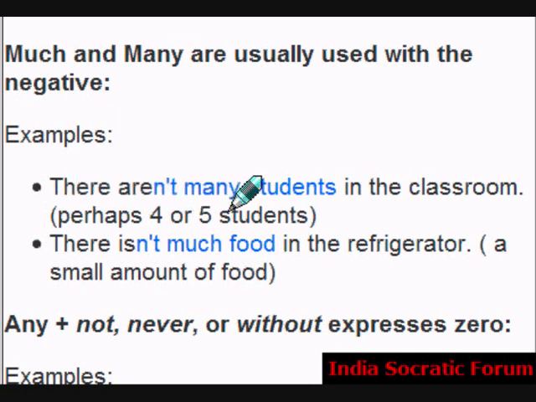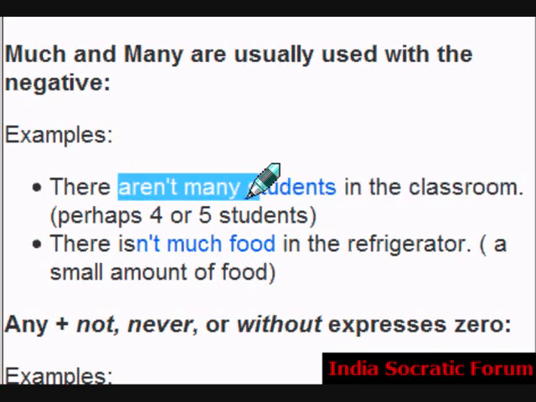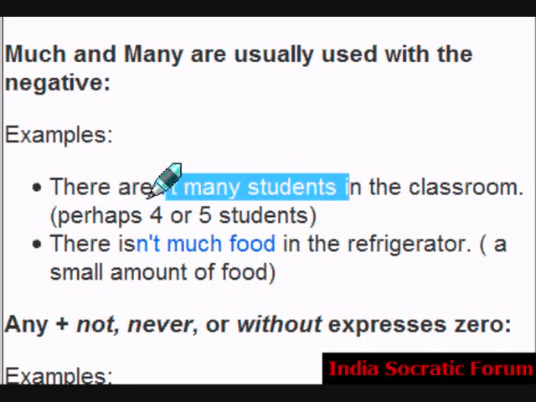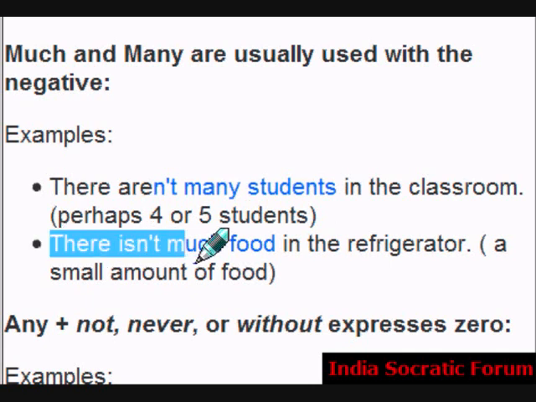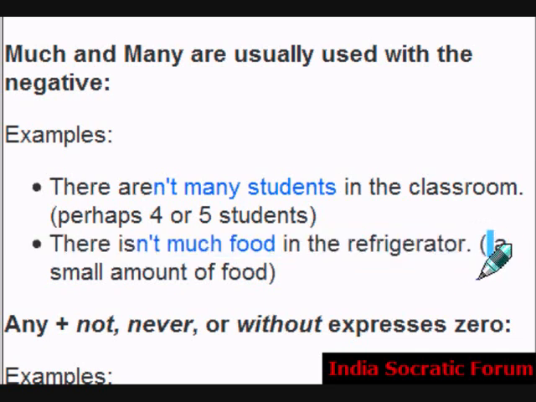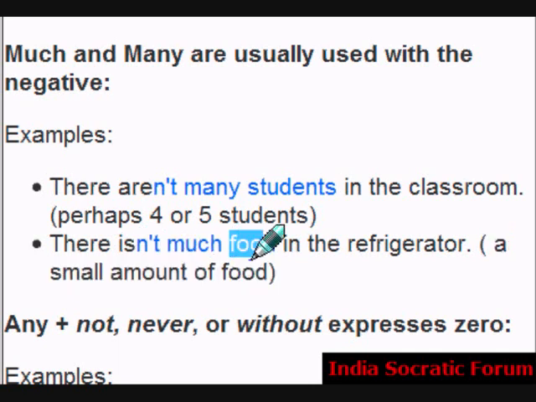There aren't many students in the classroom. Perhaps there could be 4 or 5 students, but there aren't many students. Look, there are not many becomes there aren't many students. Another form we normally use is there isn't much food in the refrigerator. That is, we have a small amount of food, but when it comes to food, it's a non-count noun, right? Non-count noun. So we use the word much.